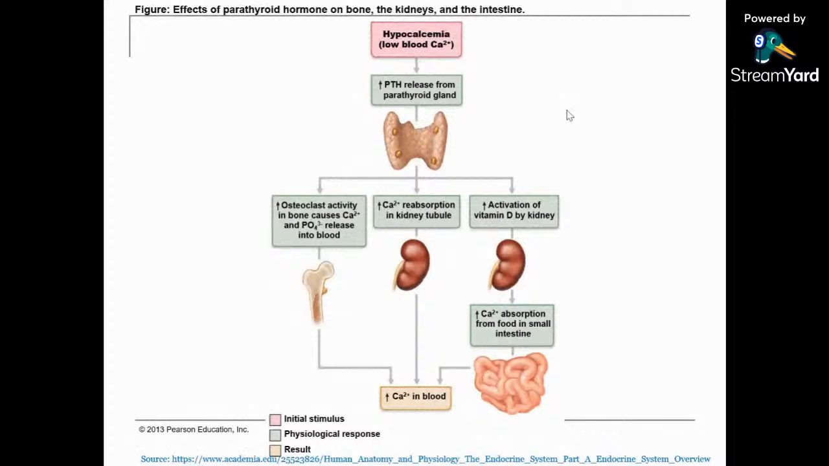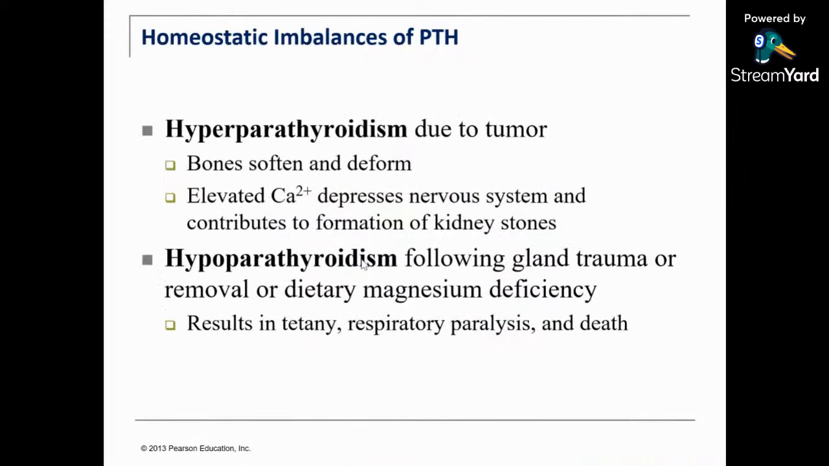When the calcium level decreases in the blood, it stimulates the parathyroid gland to release parathyroid hormone, which works to increase osteoclast activity in bone, causing calcium and phosphate release into the blood. Calcium reabsorption in the kidney is increased, and vitamin D is activated, which helps calcium absorption from food in the small intestine. Homeostatic imbalance: hyperparathyroidism causes bones to soften and deform, elevated calcium depletes the nervous system and contributes to formation of kidney stones. Hypoparathyroidism, following gland trauma or removal or dietary magnesium deficiency, results in tetany, respiratory paralysis and death.